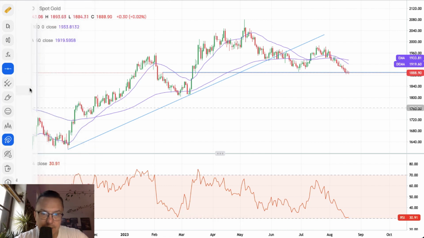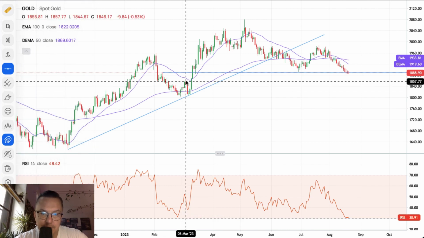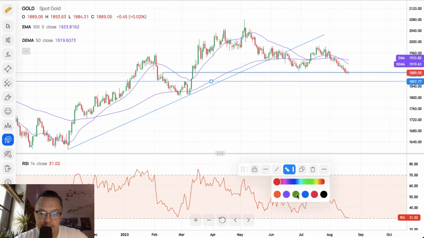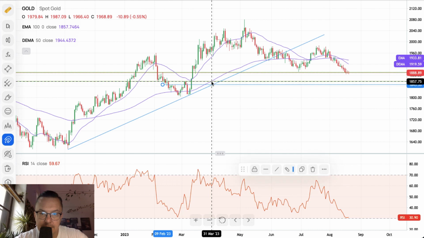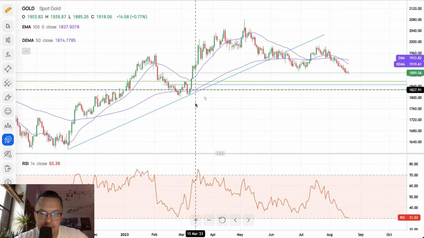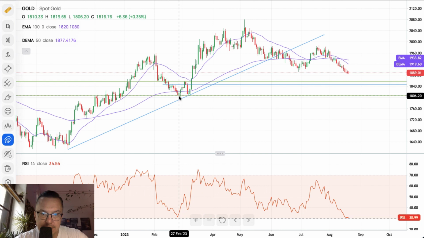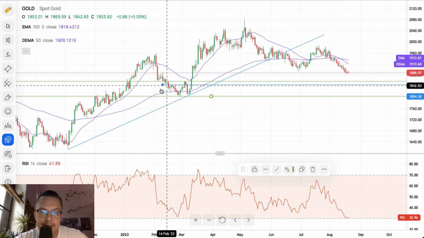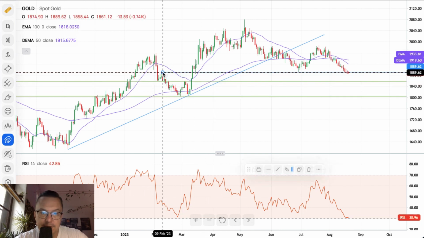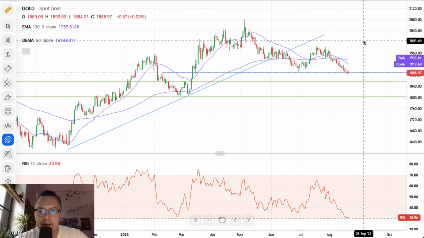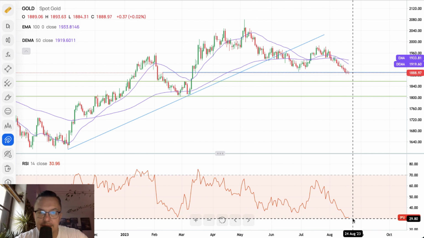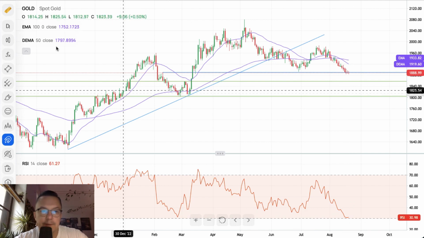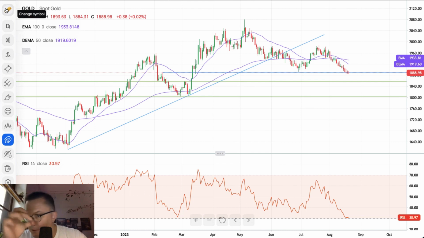Otherwise, if there is a breakout to the downside, it's even worse for bulls, because the next support is 1857. Okay, and the other one is way lower, at 1804. So this is the current situation on the gold market. The outlook is bearish. However, please notice that the market conditions are extremely oversold.